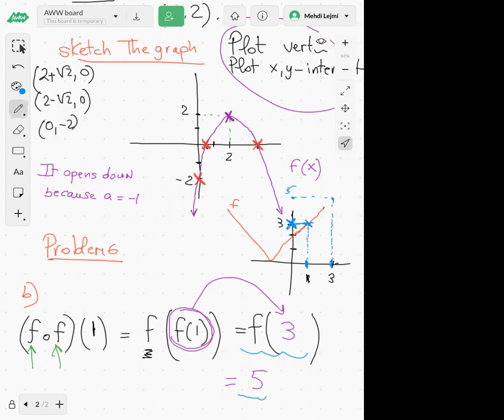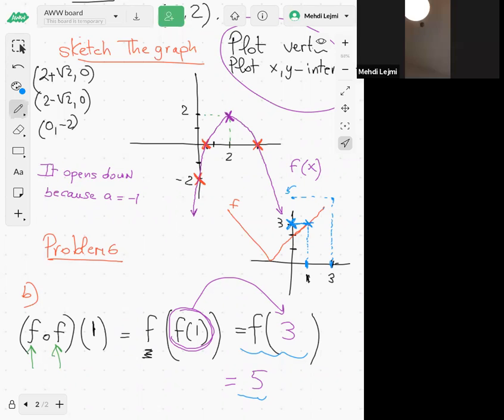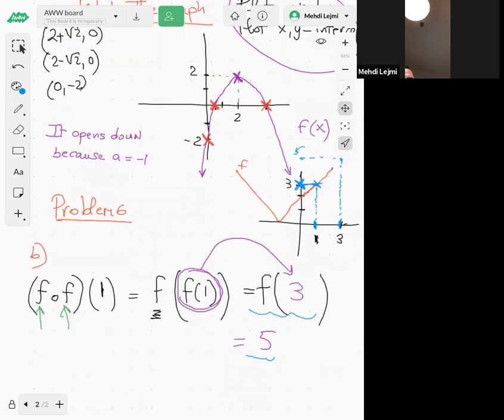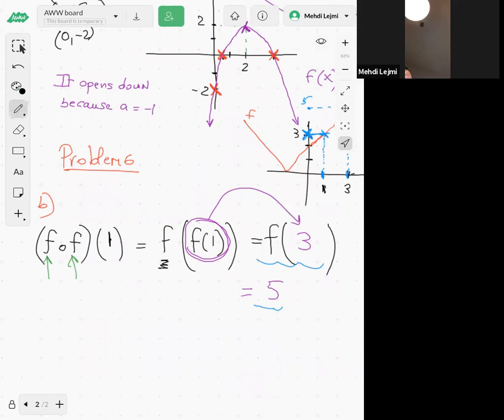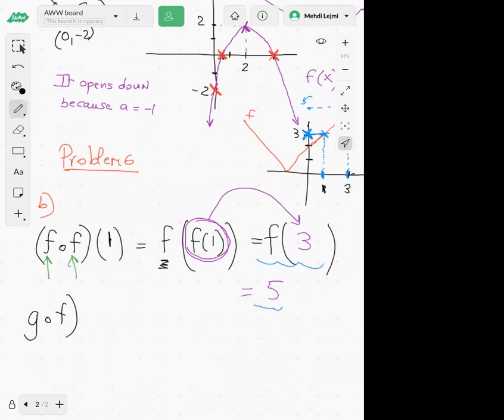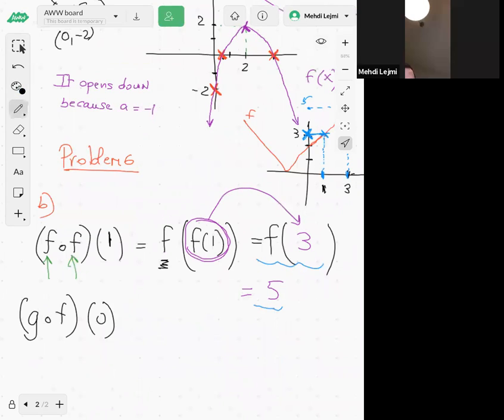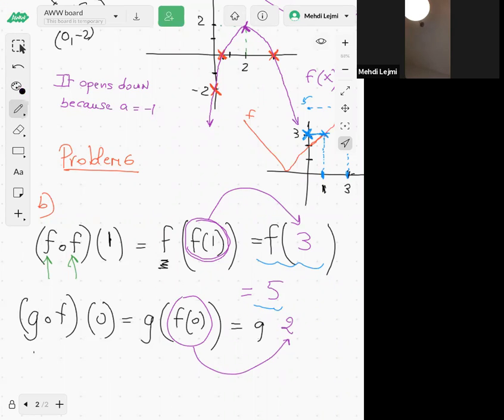And what about the other one? Yeah, sure. The other one, g of f of 0. So we have g first. I'm going to put g first, and then parentheses, and then I'm going to put f of 0. So you start with f of 0, which from the graph is 2, right? So this is 2. And this is a g outside the parentheses.